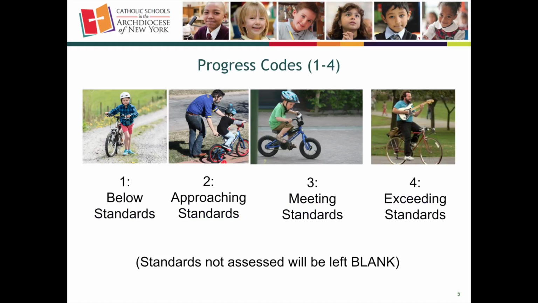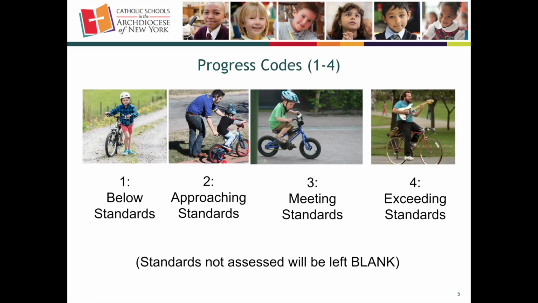A helpful analogy to understand these progress codes would be to think about how a child learns to ride a bike. For example, students learning to ride a bike might earn the following progress codes. A 1 would signify below standards. The child would be standing next to the bike, looking at it. A 2 would signify approaching standards. The child can ride and pedal the bike with training wheels or other assistance, but cannot ride independently yet. A 3 would signify meeting standards. The child can ride the bike on their own with no assistance. A 4 would signify exceeding standards. The child has progressed to doing independent tricks on the bike, above and beyond normal expectations for bike riding.